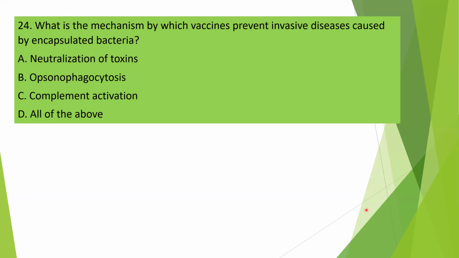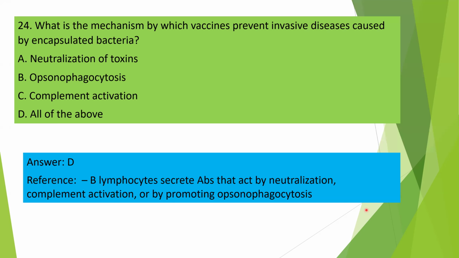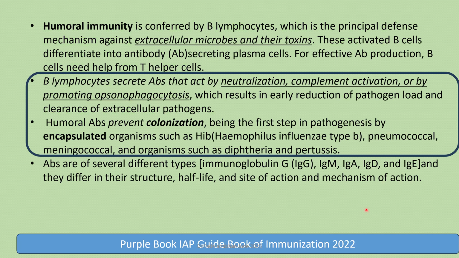What is the mechanism by which vaccines prevent invasive disease caused by encapsulated bacteria? All of the above. You must remember: neutralization of toxin, opsonophagocytosis, complement activation. Read the answer. B lymphocytes secrete antibodies that act by neutralization, complement activation, and or by promoting opsonophagocytosis. This is from the IAP guidebook itself, which results in early reduction of pathogen load and clearance of extracellular pathogens. Antibodies prevent colonization, the first step of pathogenesis by encapsulated organisms like influenza, pneumococcal, meningococcal, and organisms such as diphtheria and pertussis.